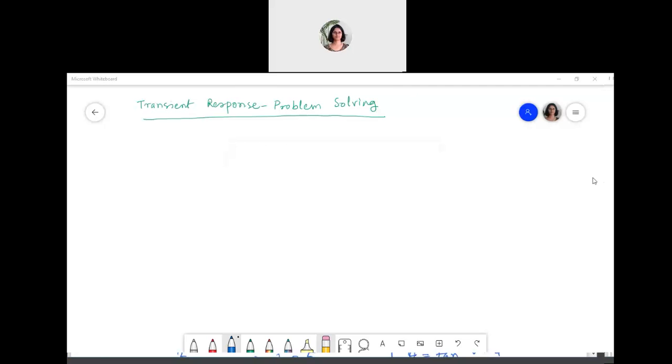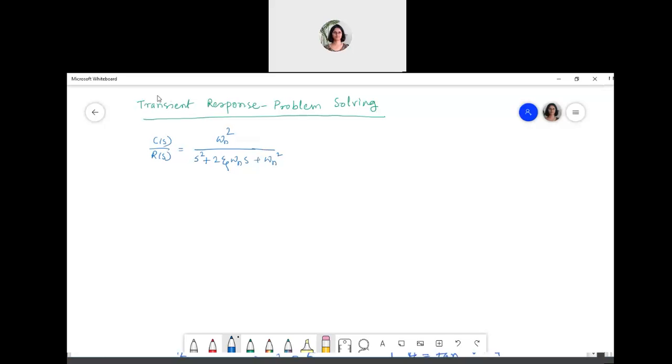In this class, we will talk about how to solve problems on transient response. The standard form for a second order transfer function is given like this: C of s by R of s is equal to omega n square divided by s square plus 2 zeta omega n s plus omega n square. This is the second order system standard form.